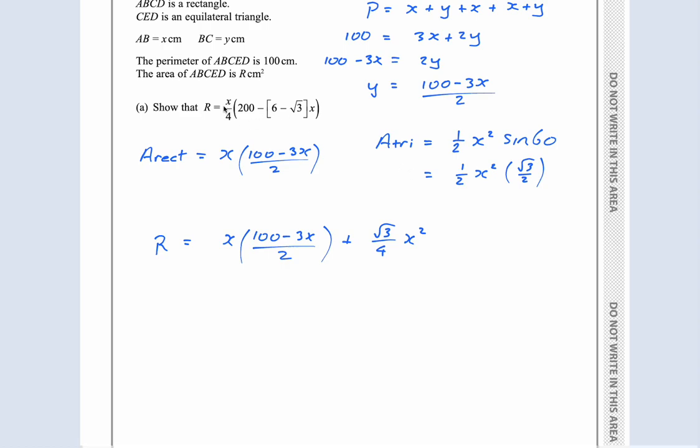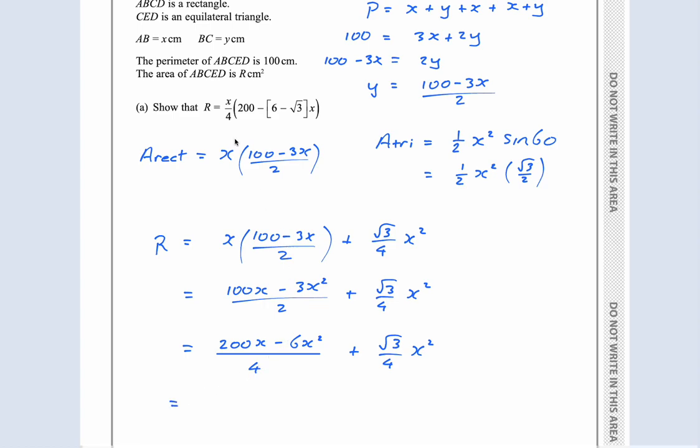Right, so he's got a quarter outside, so I'm actually going to multiply this out just to make it easier, guys. This is going to be 100x minus 3x squared over 2, so I've just multiplied by the x, plus root 3 over 4 x squared. Now I'm going to make everything over 4, so I have a common denominator. So this guy over 4, I am going to multiply the denominator by 2, so I need to multiply the numerator by 2. 200x minus 6x squared, right? That's good because it's going to give me this 6 here. And this is plus root 3 over 4 x squared.